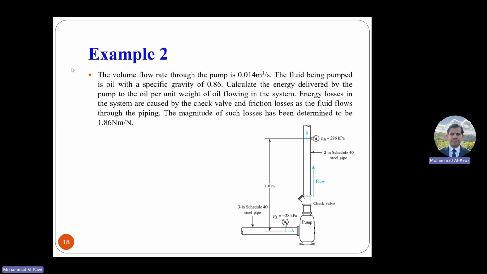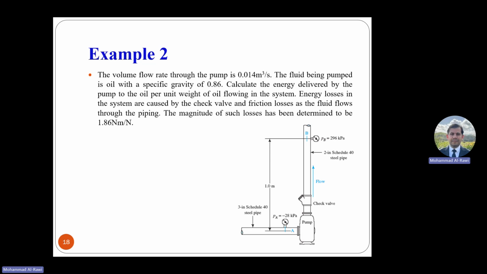Right, so the information given to us: Q and specific gravity, and it wants us to find the energy delivered by the pump. So we have a pump in this example. The fluid is oil, that's why they give us the specific gravity. Energy losses in the system are caused by the check valve, so we have a check valve, and friction losses as the fluid flows through the pipe. The magnitude of these losses is 1.86, calculated similar to what we've done.